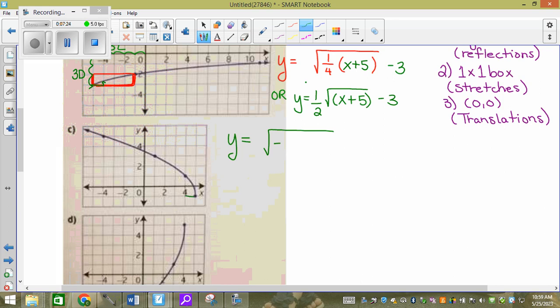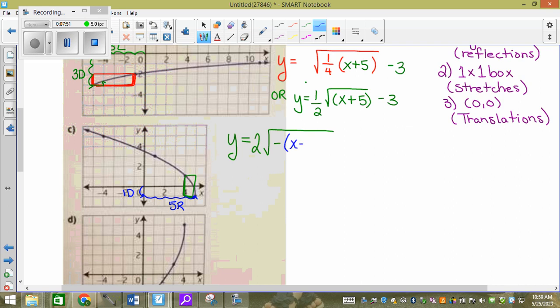Okay, 1 by 1 box. Is it a 1 by 1 box? No, it's a 1 by 2. So what kind of stretch happened here? Vertical by a factor of 2. Okay. Is it at 0, 0? Nope, it's down 1. And 1, 2, 3, 4, 5 to the right.